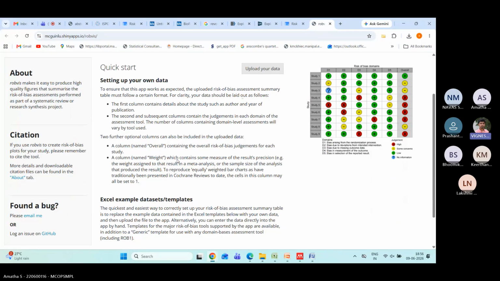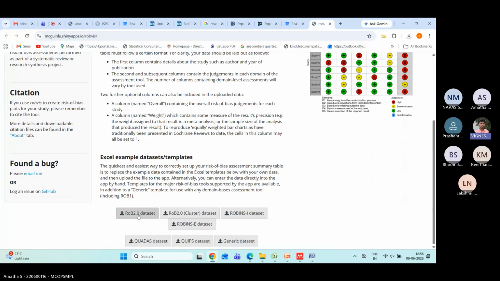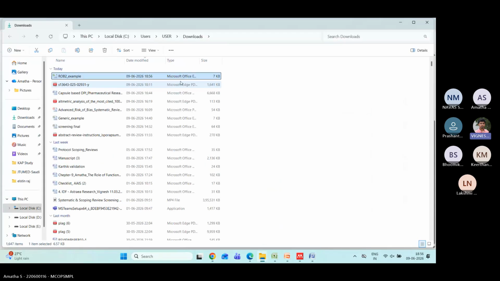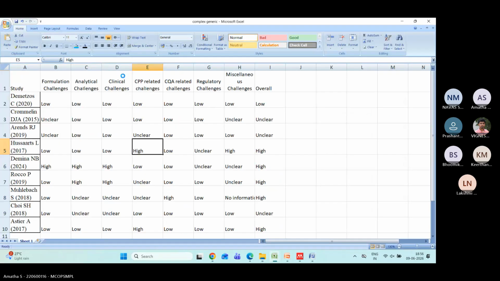Here is how to do the settings and all. Here so many data sets are there. You can download these data sets. If your study is a Rob 2 type of study, you can download this data sheet and make your study in this format.